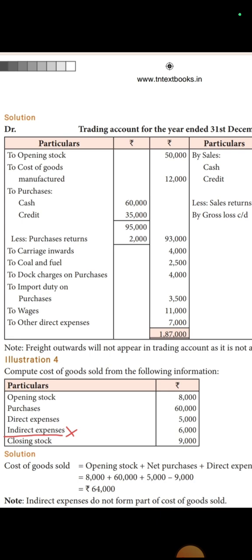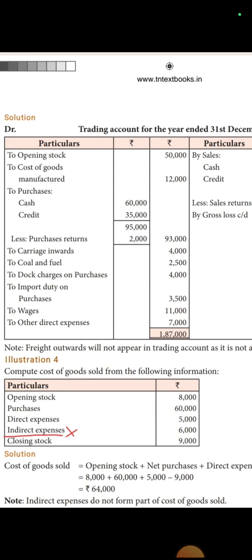Okay, 1 lakh rupees worth of goods we sold from the current accounting period. Okay, the remaining 1 lakh rupees of unsold goods, we call it the closing stock.